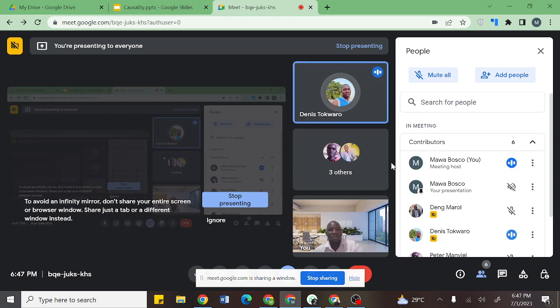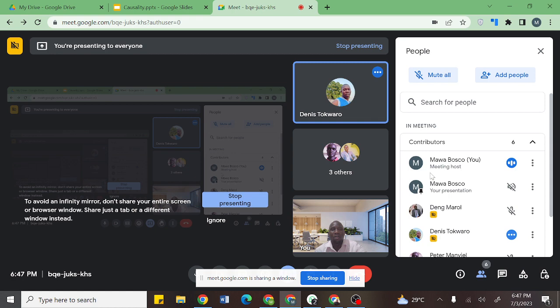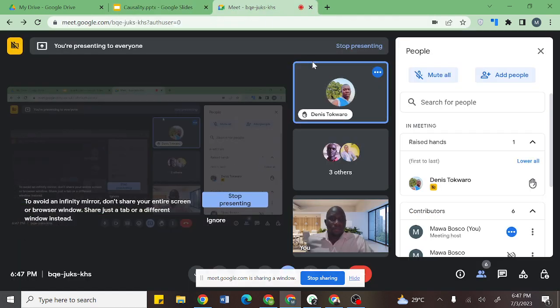Tokwaro, your hand was up. No, it's okay now. You went off for some seconds. That's why you see others were leaving also and rejoining. But now I'm getting you. Okay. All right.